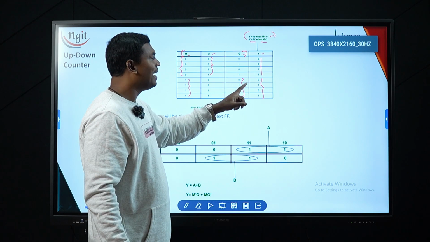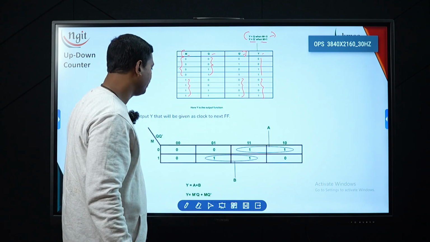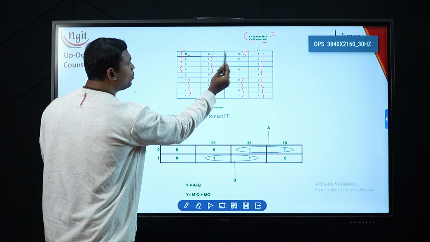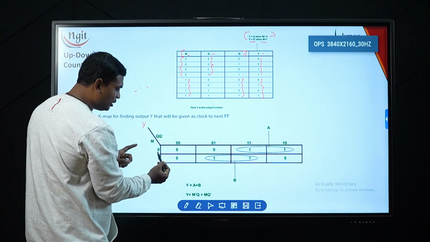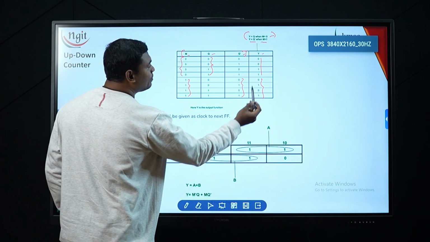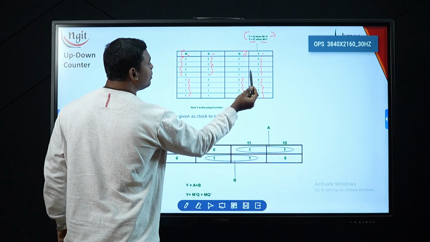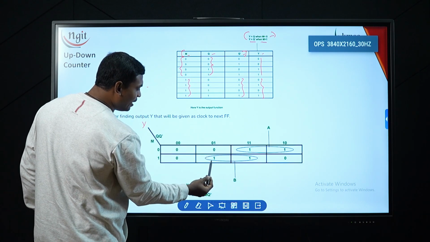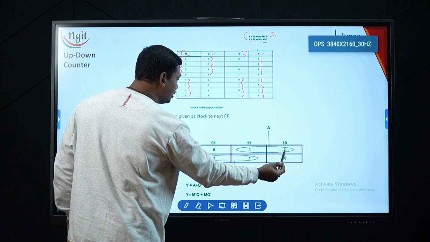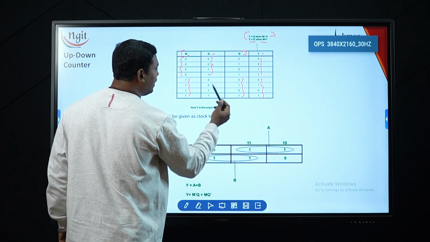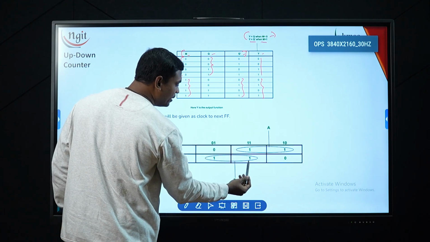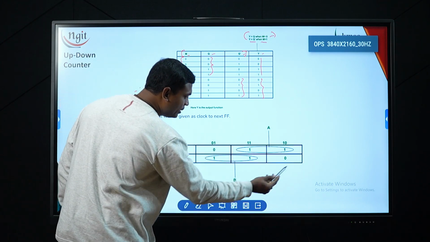So let us calculate the Boolean expression for this Y. This is the Y output, and the inputs are M, Q, Q bar. I am mapping all these ones. So 1 is there for 0 1 0 and 0 1 1. Next, a 1 is present at 1 0 1. Next, a 1 is present at 1 1 1. So I am taking pairs.